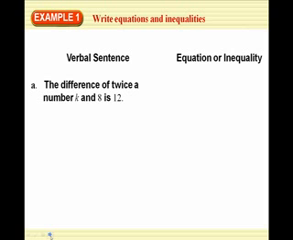So a verbal sentence, the first one, the difference of twice a number k and 8 is 12. Well, since this is a sentence, the is is where there's equals. So you know that it's going to be an equation right here. The difference of twice a number, so twice a number, 2k, minus 8, since the difference means to subtract, is 12. And then, of course, my pen doesn't want to work. Isn't that amazing? It works perfect, and then all of a sudden it just stops. I'm not really sure what the deal is there.